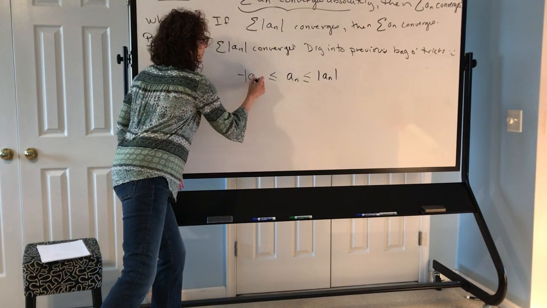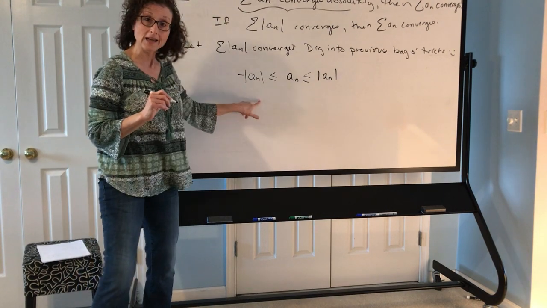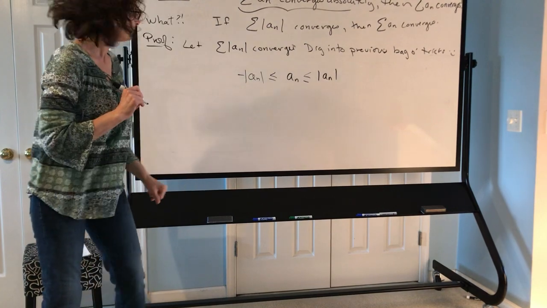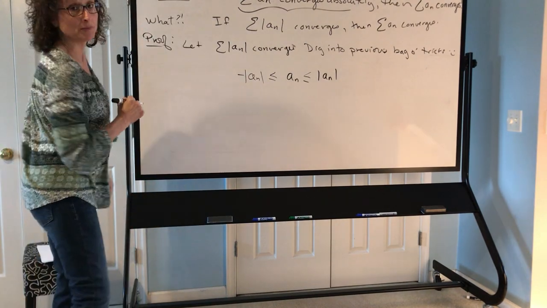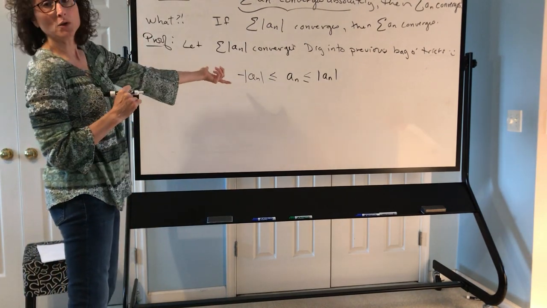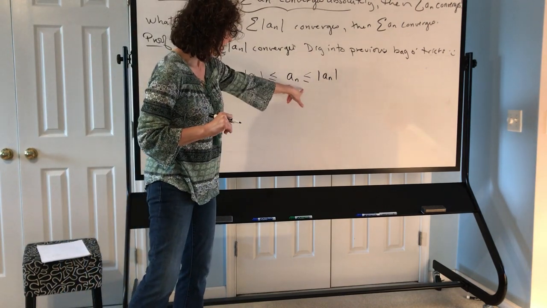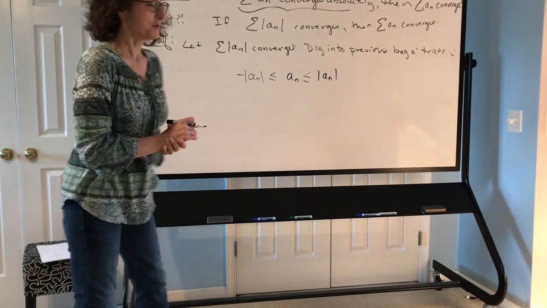Minus the absolute value of AN. If I take the negative of the absolute value, then that's always going to be less than or equal to AN. Check it with some numbers if you need to. But this is a true inequality that holds no matter what. A number is always between its absolute value and the negative of its absolute value.